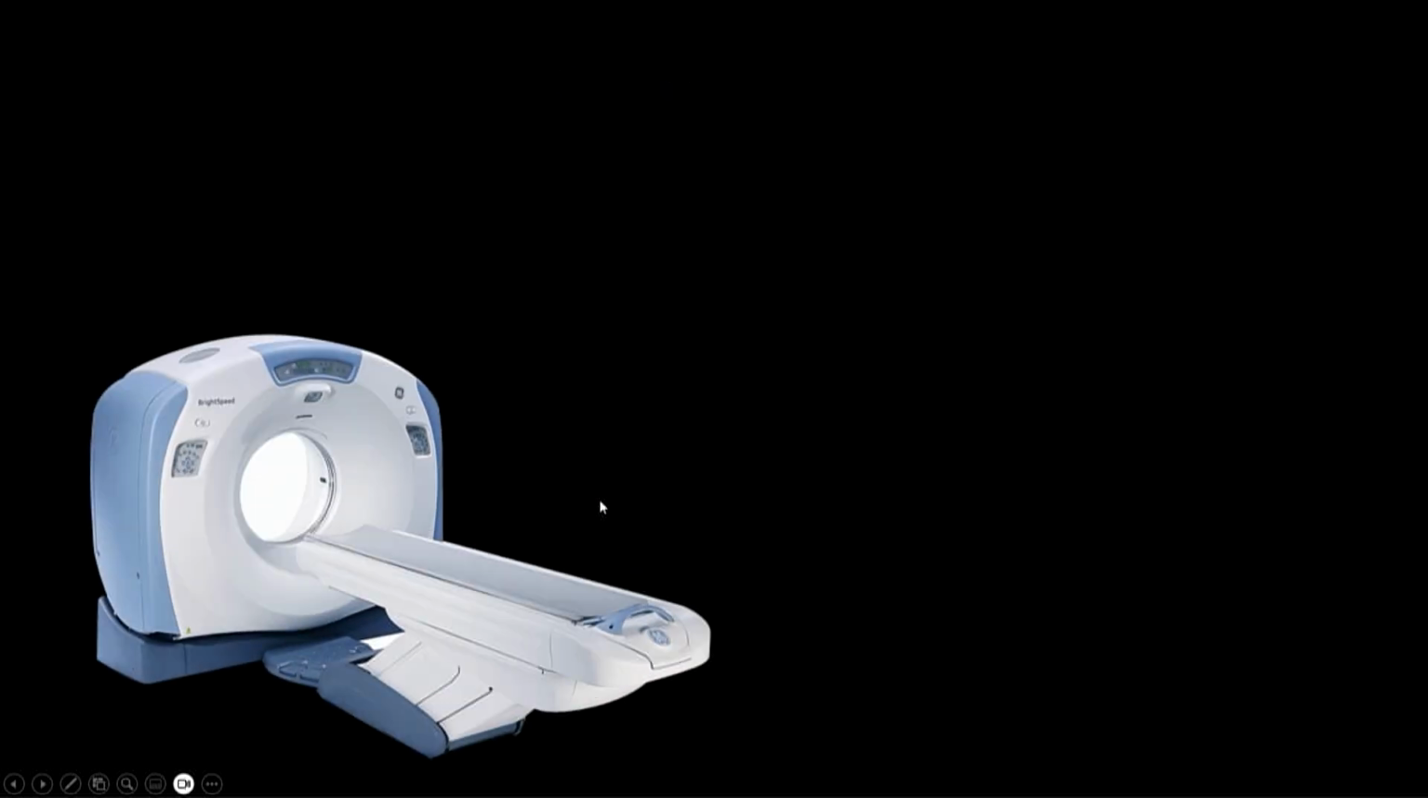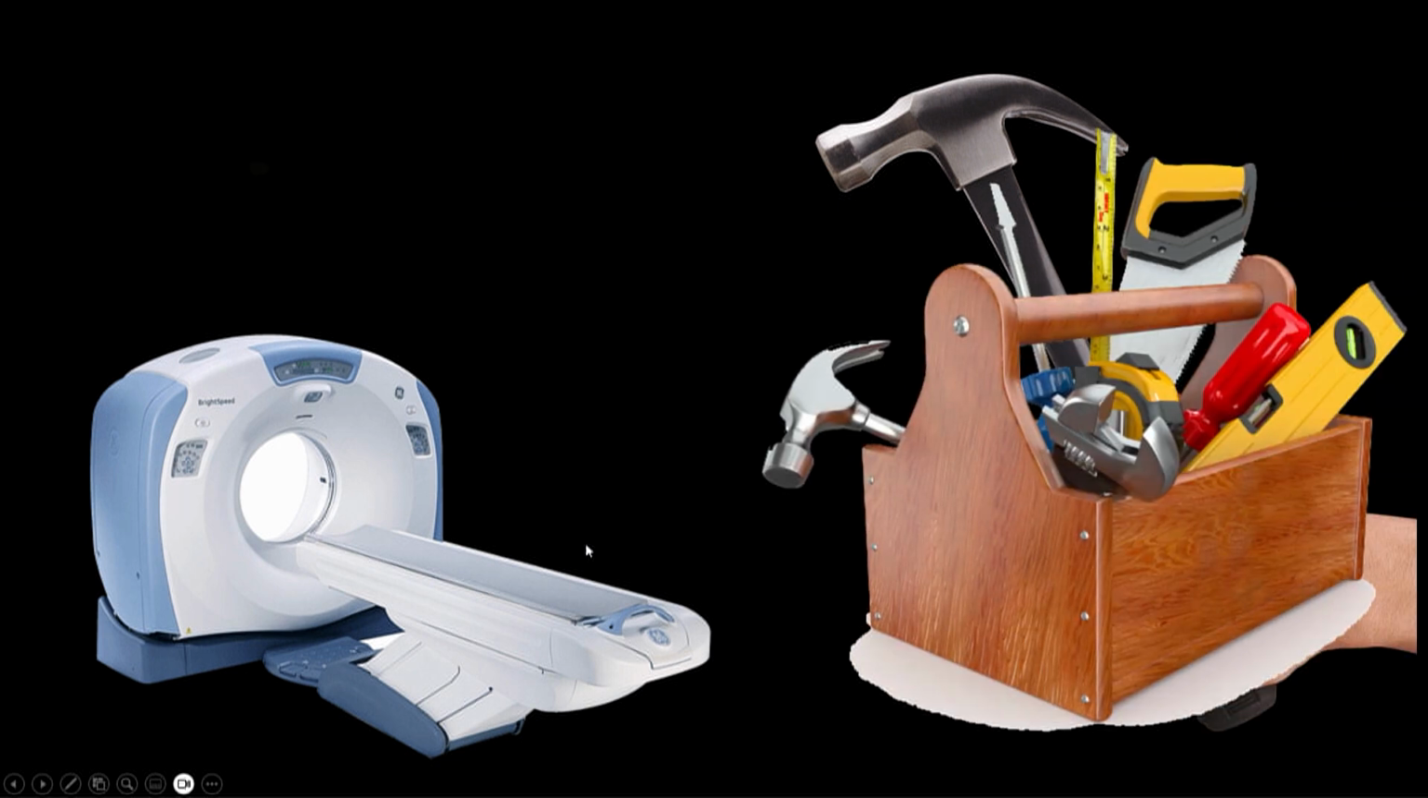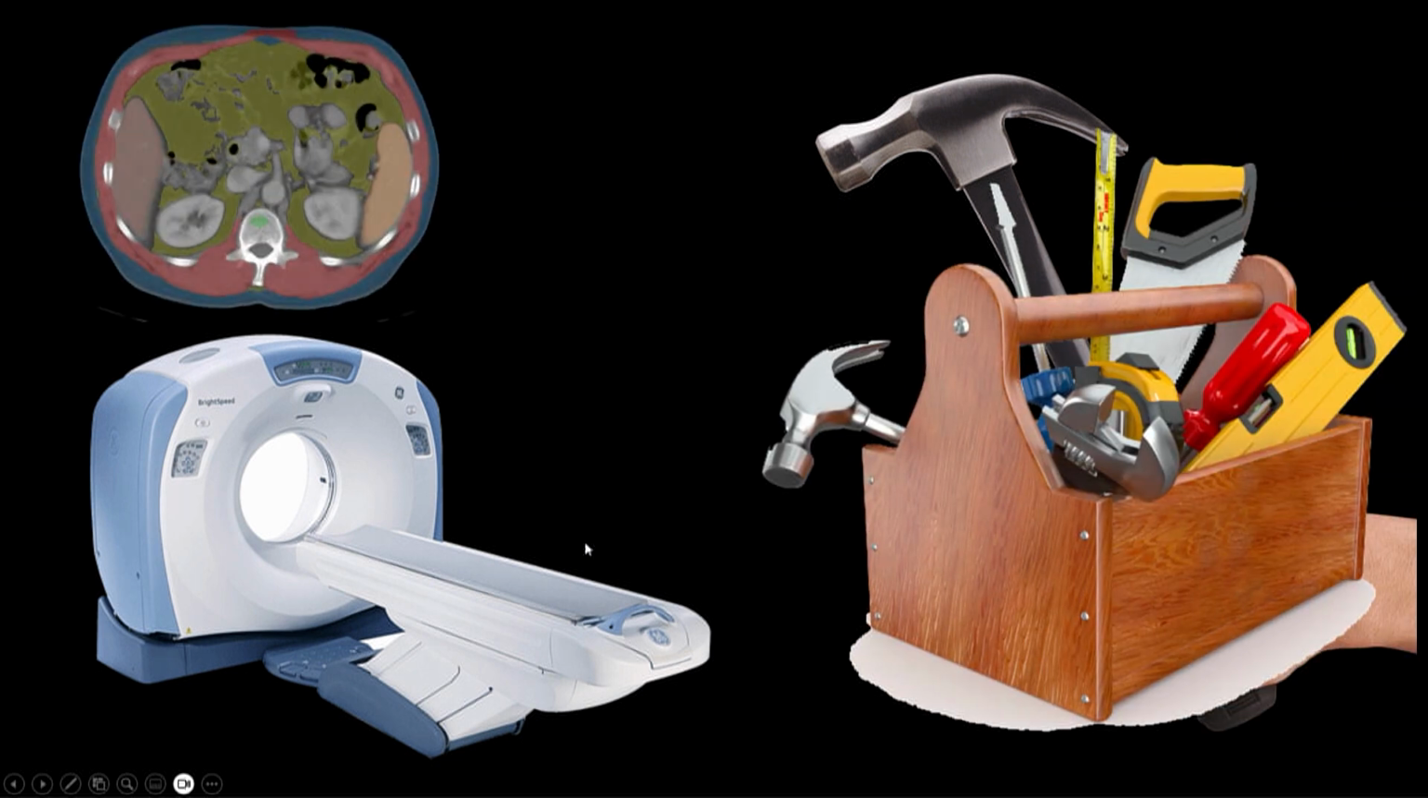And again, rather than treat your scanner like a hammer to nail the diagnosis, I think we should treat it more like a toolbox where we're taking care of the whole patient and not ignoring all that other stuff beyond just the reason for the scan alone.